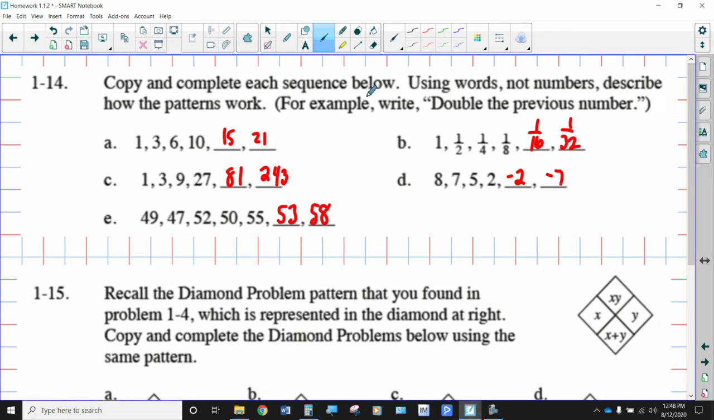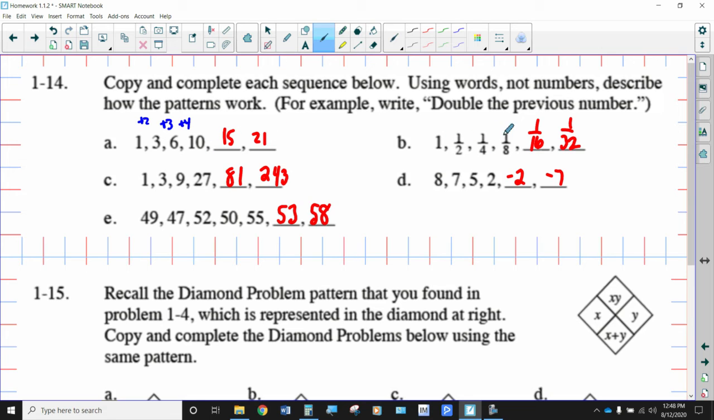All right, copy and complete the sequence below. So going from 1 to 3, 3 to 6, 6 to 10, what's happening every single time there? We're not adding by 2s. This one is plus 2, this one is plus 3, then it's plus 4. Oh, okay, so the next one will be plus 5, then plus 6.